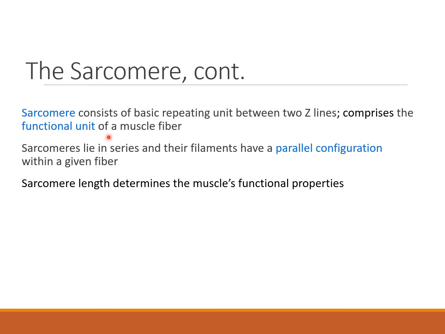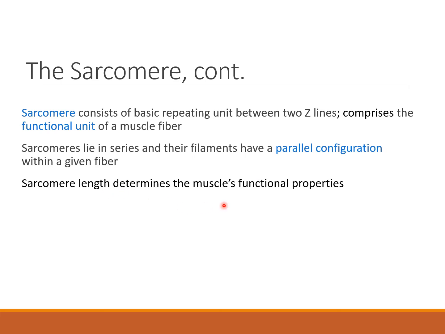So the sarcomere consists of basic repeating units between 2 Z lines. So this comprises the functional unit of a muscle fiber. So you're going to get all of these sarcomeres, a whole bunch of them in a row, and then that's going to end up being a muscle fiber. Sarcomeres lie in series and their filaments have parallel configuration within a given fiber. We've already talked about that. Everything lies parallel to itself.